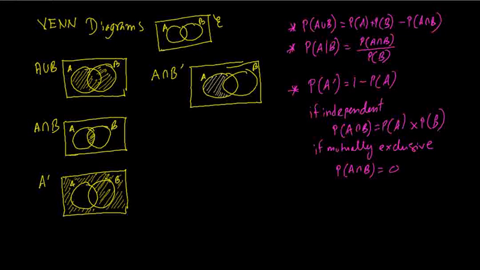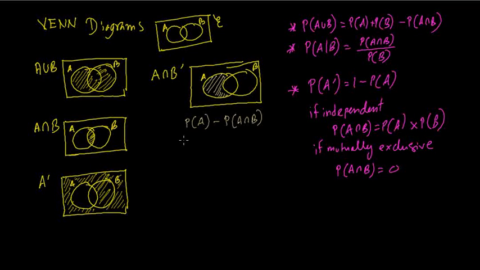Now geometrically, if you think about it, this entire circle is probability of A. So from probability of A, if you subtract this portion, which is called A intersection B, you're going to get the probability of A intersection B prime.